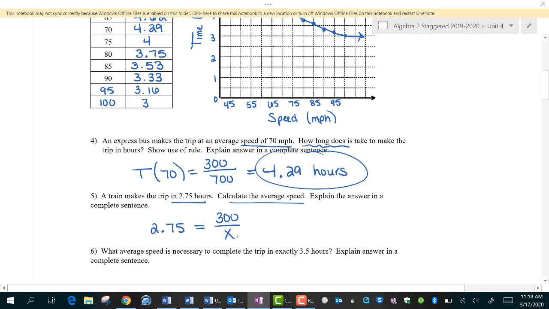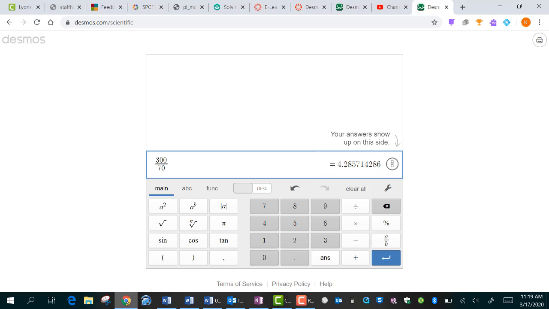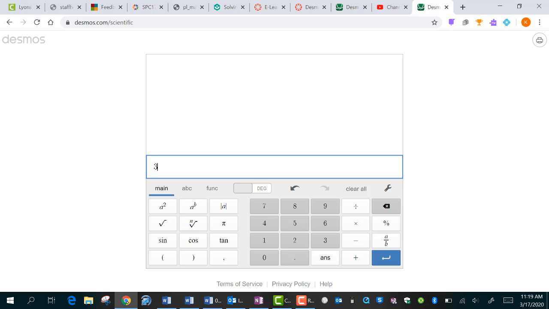Just like you did yesterday, I could set up a proportion and cross multiply. So I'm going to write 2.75 over 1 to make it a fraction. And then I cross multiply. So I get 2.75 times x equals 300. Divide both sides by 2.75. So this would be an example again where you might want to use that graphing calculator or that scientific calculator. So if I do 300 divided by 2.75, we get 109.09.